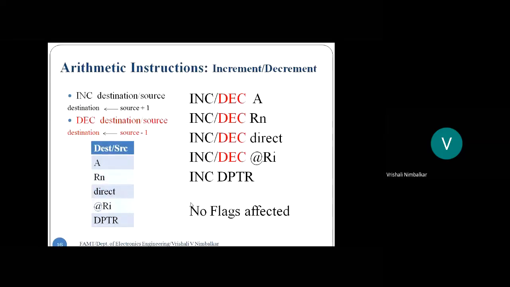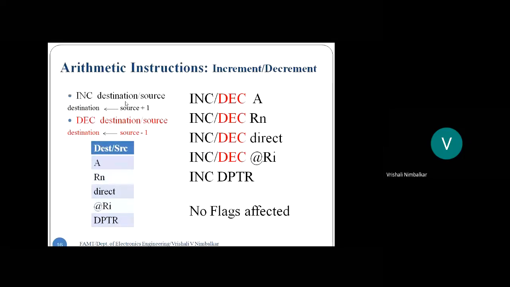Today we will see further arithmetic instructions, increment and decrement instructions. For increment, you have 8-bit increment as well as 16-bit increment, but for decrement you have only 8-bit. Remember this. How is the format? Increment and only one operand is given. That operand is the destination as well as the source.